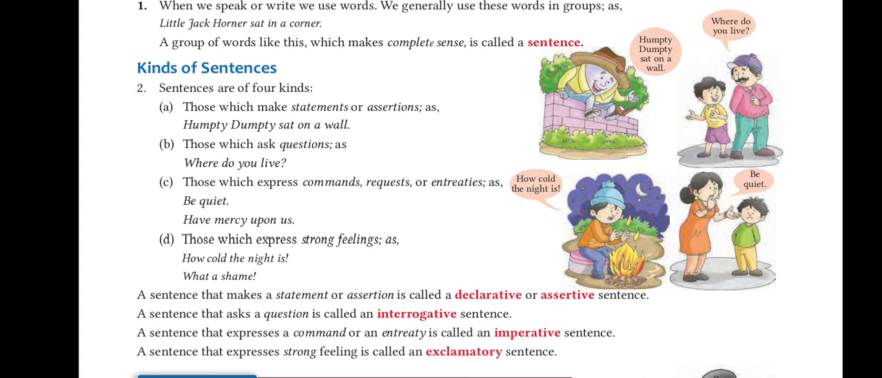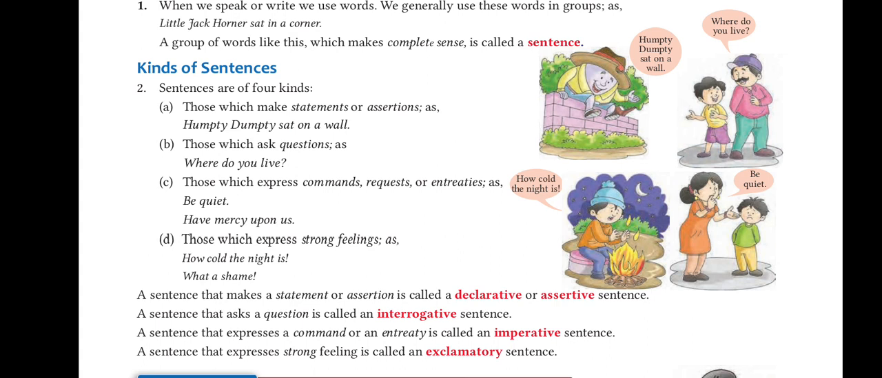The first type of sentence, which makes a statement or assertion, is called a declarative sentence or assertive sentence. In this type of sentence, we make a statement or assertion. A sentence that asks a question is called an interrogative sentence. A sentence that expresses a command or an entreaty is called an imperative sentence, and a sentence that expresses strong feeling is an exclamatory sentence. In this type of sentence, we express our strong feeling.